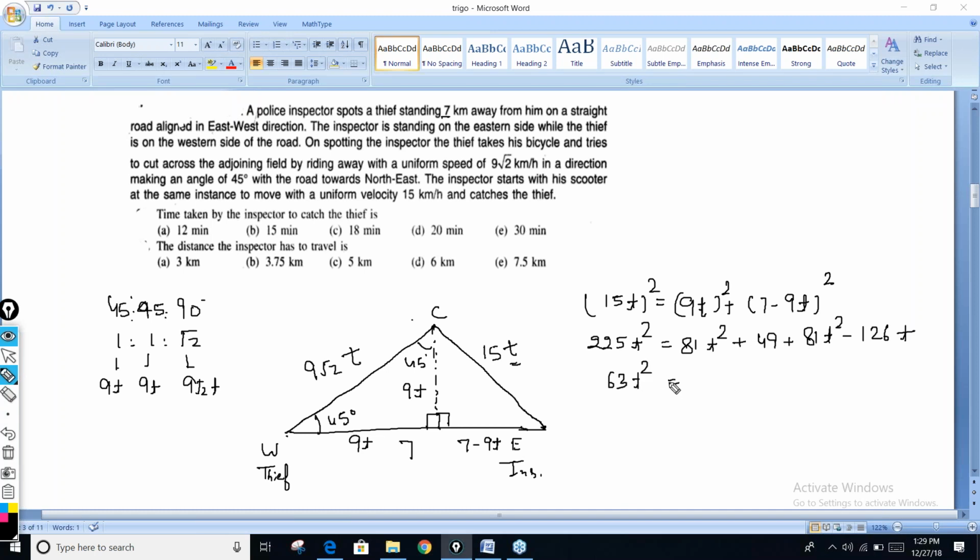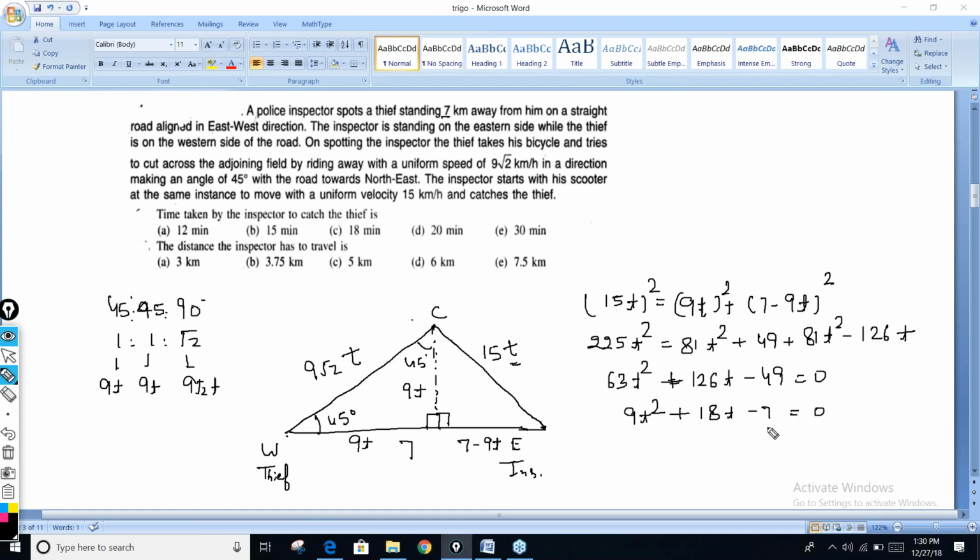That is plus 126t minus 49 is equal to 0. That is the quadratic equation. 7 is a common factor if you can see it easily. So the quadratic equation remains 9t square plus 18t minus 7 equal to 0.